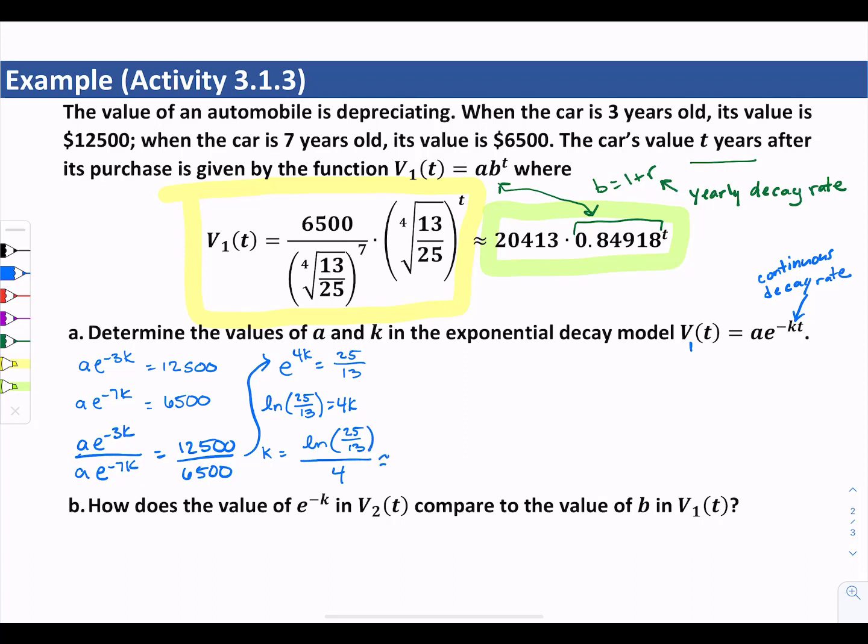And maybe for possible reference later, that is approximately 0.16348. Don't take my word for that. I would double check that you can actually put that into your computational device and also get that same decimal approximation. Don't take for granted that you can enter that incorrectly. All right, so we have our continuous decay rate, k.